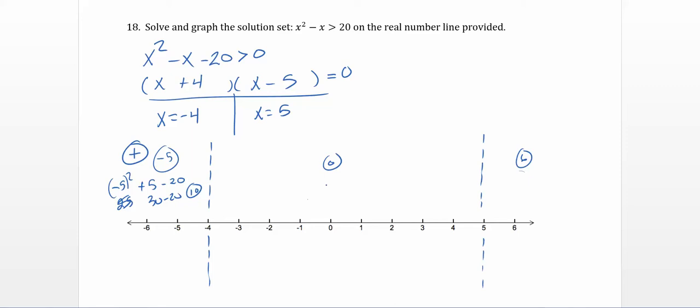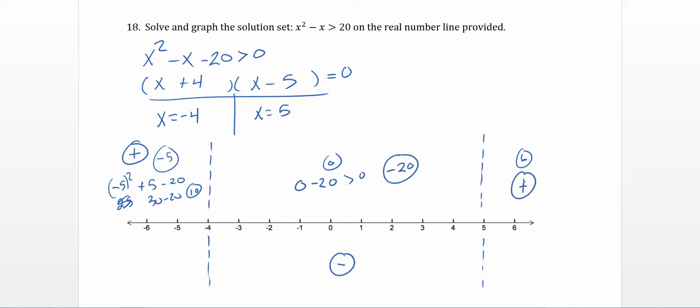If we test 0, we get 0 minus 0 minus 20. Sorry, I'm tired. So we end up with negative 20 here. This implies that we're going to get a negative result. So all the outputs in between negative 4 and 5 will be negative, or below the x-axis. And if we test 6, we get another positive number. You can trust me, just plugging in a 6, you'll end up with a positive result.